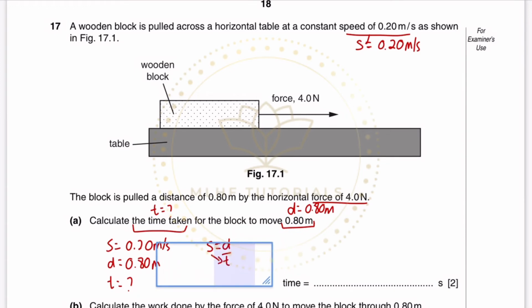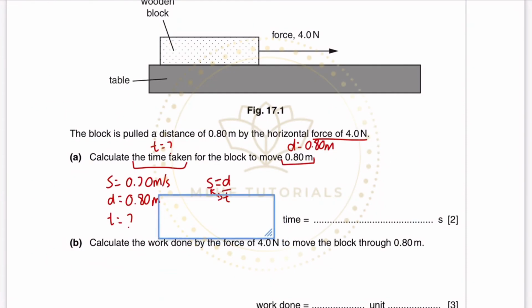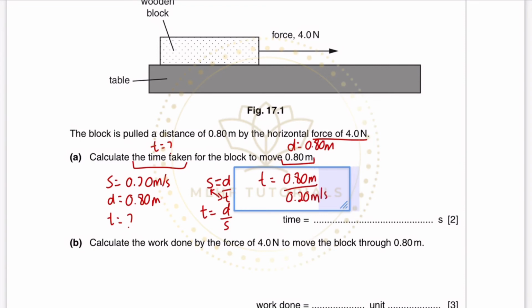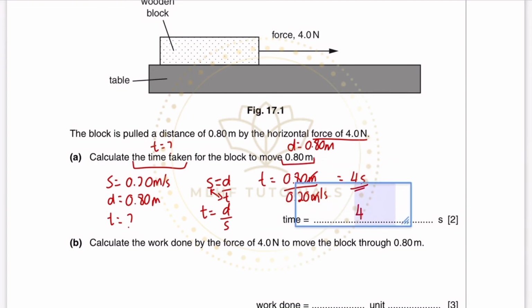Swap the speed and the time around, so you will get time is equal to distance divided by speed. So time here is equal to, the distance is 0.8 meters divided by speed, 0.20 meter per second. Meter is cancelled. So with the use of a calculator, you get 4 seconds, which you can write here.